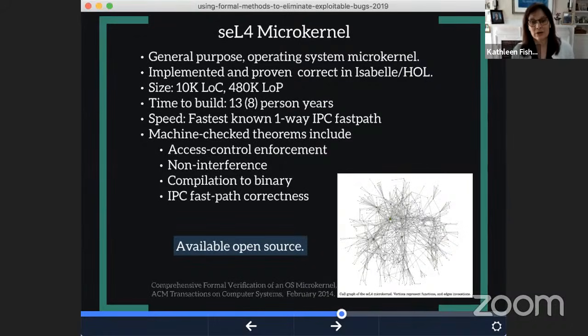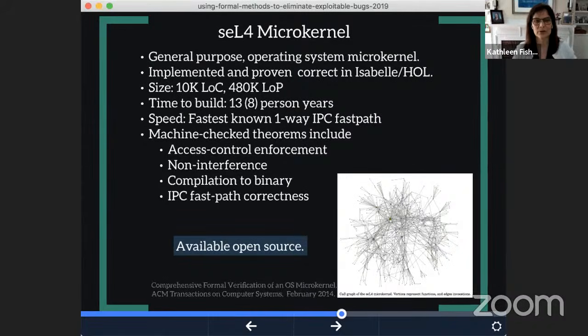The resulting microkernel has the fastest known one-way inter-process communication fast path. So that's the key metric for the speed of a microkernel. So there was no performance hit for using a verified version instead of using a non-verified version. And the set of properties that they've proven about the microkernel are quite impressive, ranging up to and including full functional correctness.